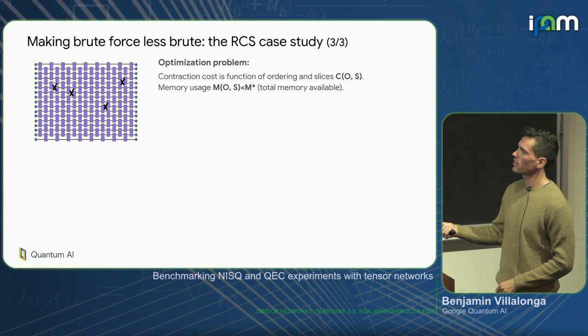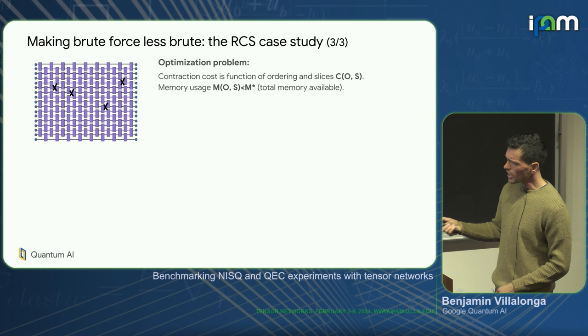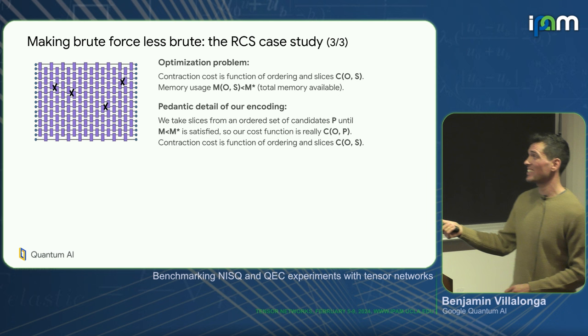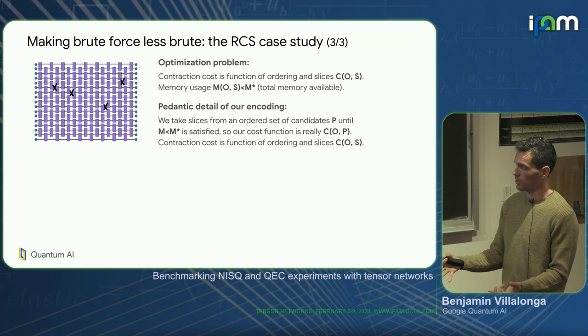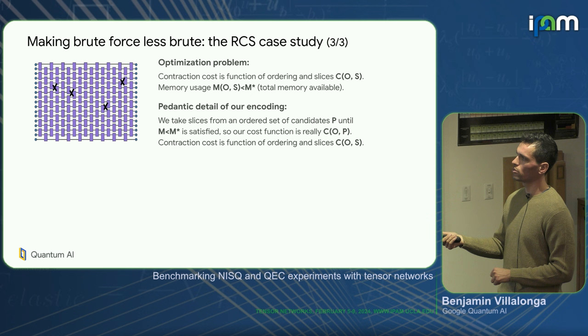And then, so we have this cost function, C, of O and S, the ordering and the slices. And we also want to satisfy this constraint: we want to fit the memory, M, of the same variables within some memory constraint. OK, to be pedantic, we're not doing exactly that. We are choosing slices the following way. We have a pool, or an ordered set, of candidate indices to be sliced, and we take as many in that order as we need in order to satisfy the constraint. It's something you can always do.